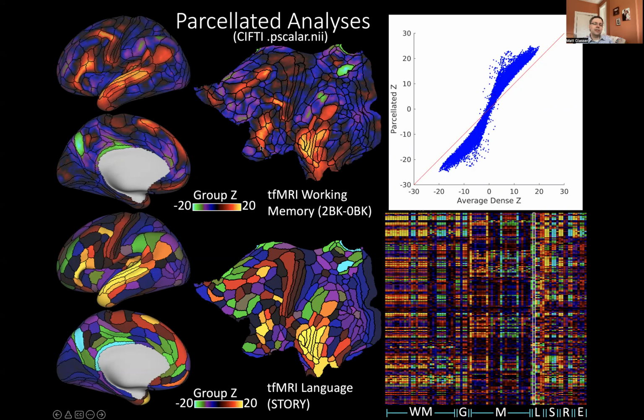And in fact, if you just compare averaging the Z-stats within the areas versus averaging the time series and then fitting the GLM, if those things were equivalent, we'd have all the blue dots along this red line here. But it turns out that if you make those average time series before fitting the GLM, you get quite a bit more significant statistics, as these dots are steeper.